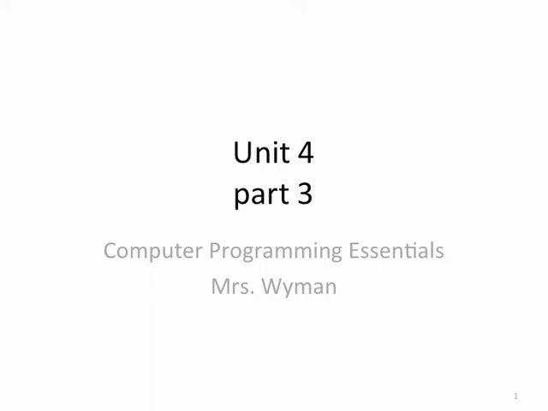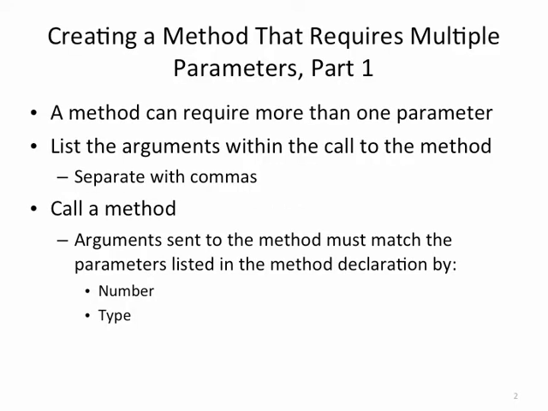Computer Programming Essentials, Unit 4, Part 3. Creating a method that requires multiple parameters. In the last unit, we saw how to create a method that required one parameter, but not more than one. So we can supply more than one parameter.